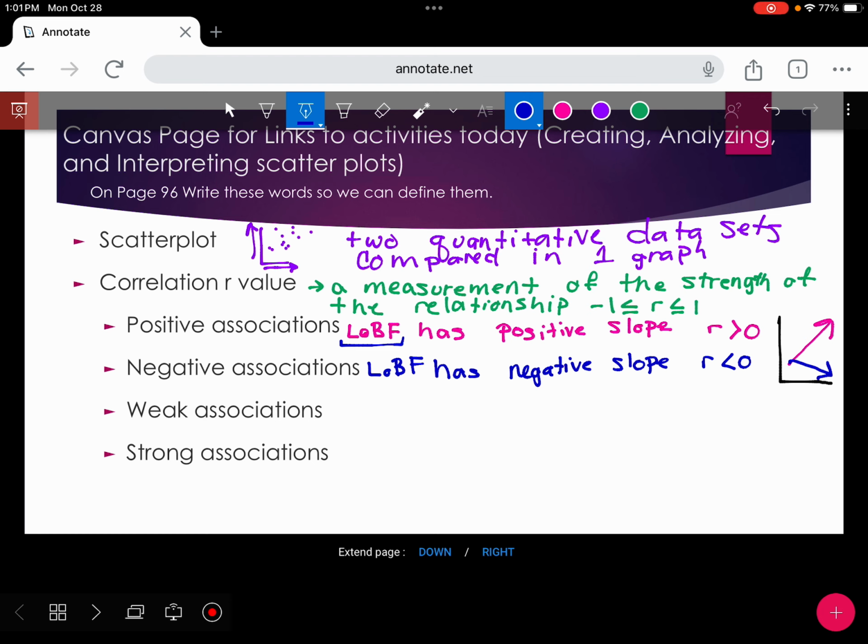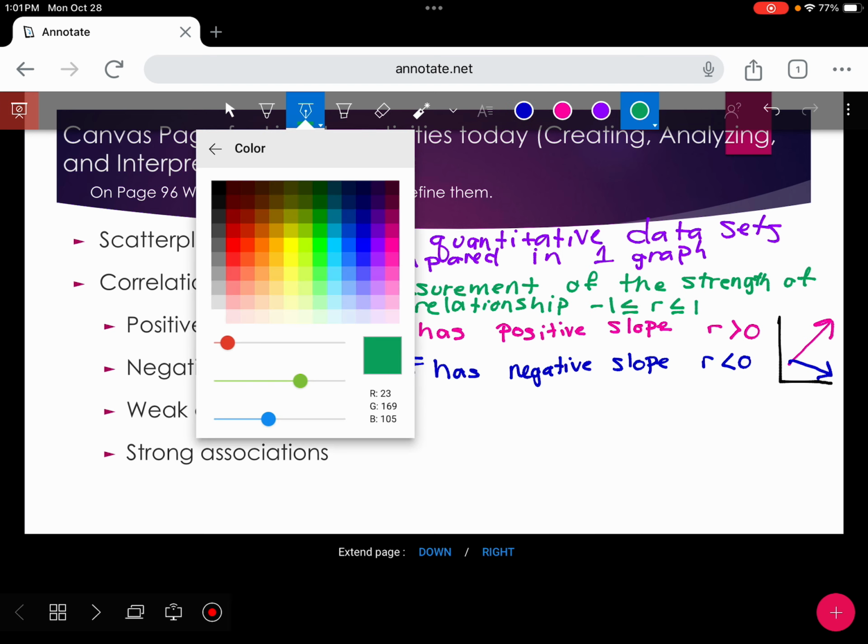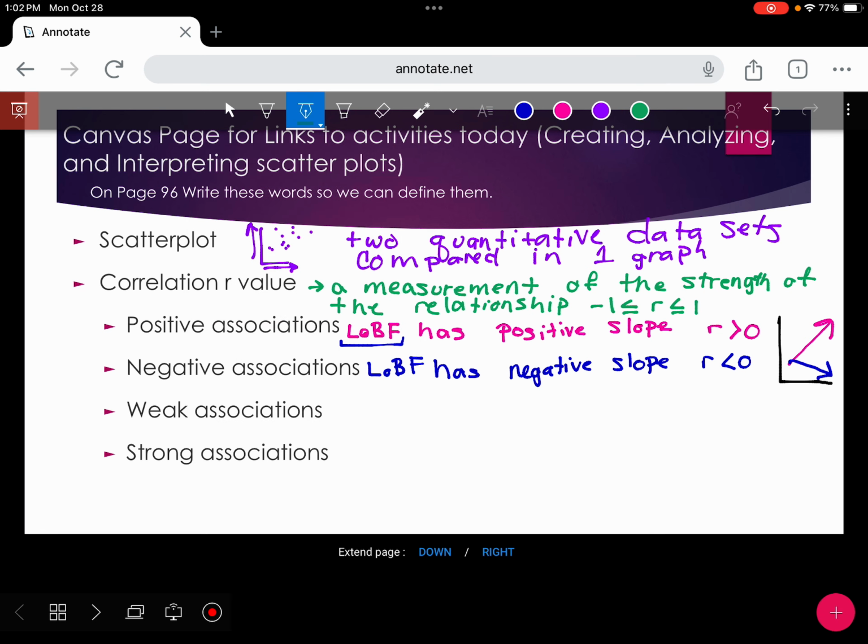So then we're going to talk about weak versus strong. And I'm actually going to start with strong association just because I feel like it's more intuitive. I don't know why they're reversed on here, but they are. So a strong association means my points are real close to that line. Like I could look at my graph and it is pretty darn close. I can really see where that line of best fit's going to be.